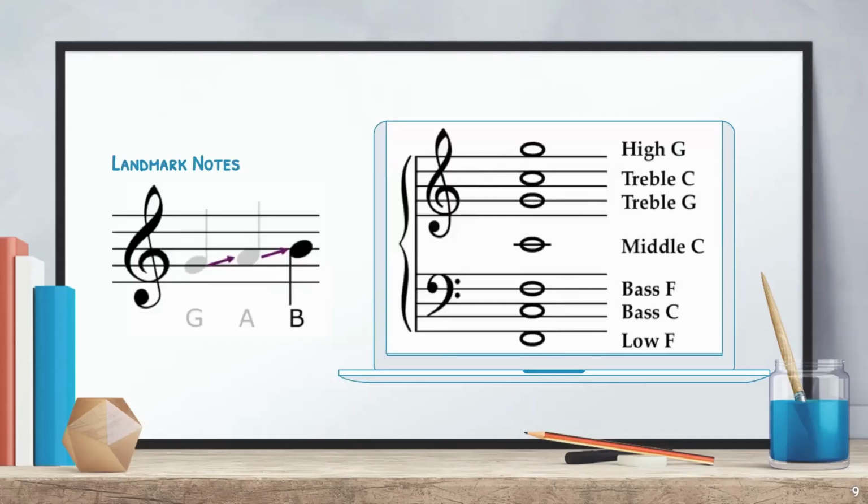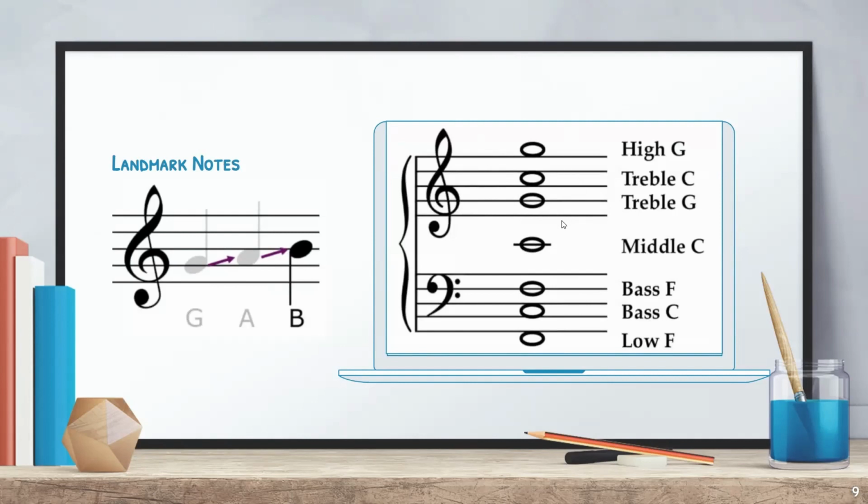Alrighty, now landmark notes. These are the base ones that we're going to talk about. We have middle C in the middle. Now, middle C is for both your left hand and your right hand. So on your piano, when you play middle C, just depending on what it's telling you to do, it's going to be your left hand or your right hand.